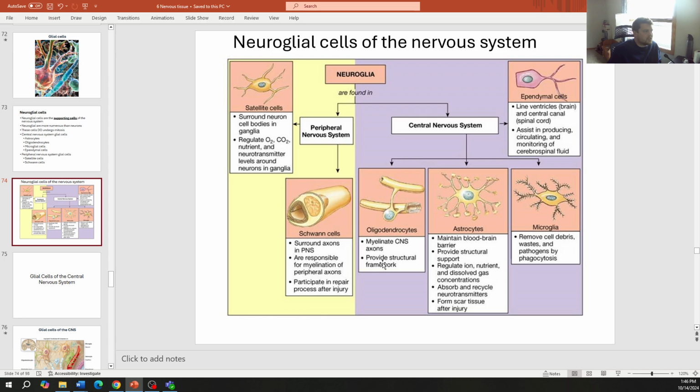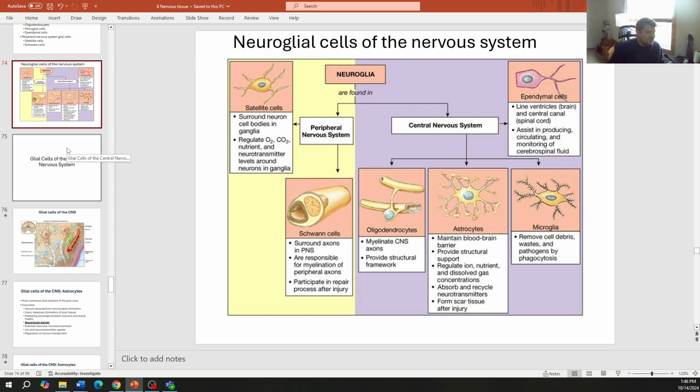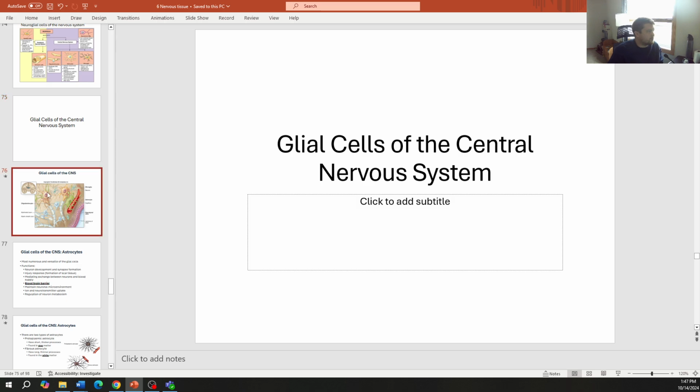As we go through this, there is going to be a little bit of jumping around because there is a little bit of overlap as far as function goes. So the oligodendrocytes and the Schwann cells both do a similar job, but they are very, very different from each other. So we're going to get to all of that towards the end as well. You'll see, and I'll point it out, like, hey, we're going to talk very briefly about this, but then we'll go over it again later on.